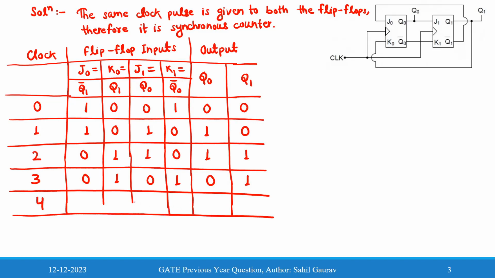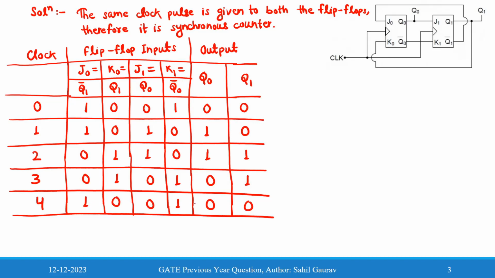So for the fourth clock pulse, if the inputs of the first JK flip-flop are 0 1, that means it is in reset condition, so output will be 0. And for the second flip-flop, if the inputs are J equal to 0, K equal to 1, then that means reset condition, so it will be 0. Therefore, we can fill the table accordingly. So Q0 is equal to 0, that means 0 and 1 it will be, and Q1 is equal to 0, that means fill here 0 and it will be 1.